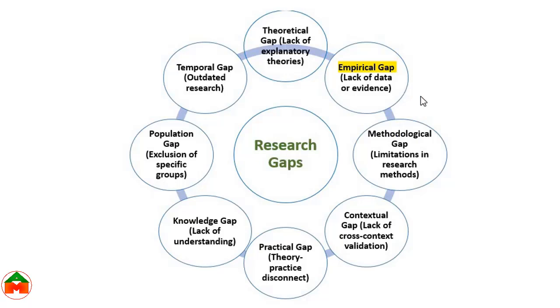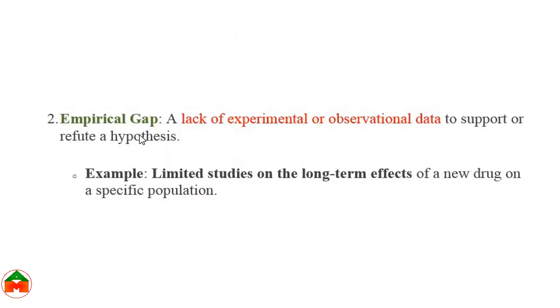Now we are going to learn about the empirical gap. As you can see, whenever there is a lack of data or evidence in the previous studies, then that kind of gap is known as empirical gap. We can see in the empirical gap there is a lack of experimental or observational data to support or refute a hypothesis. I mean, whenever there is a lack in the data to test the hypothesis, that kind of gap is known as empirical gap.